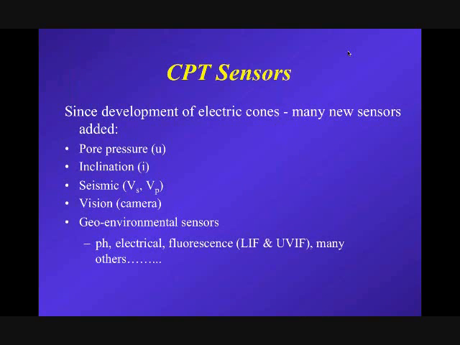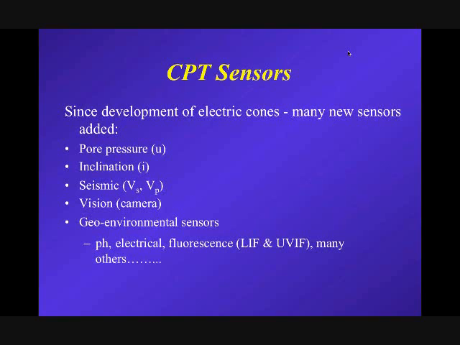Now, over the years, a number of sensors have been added to the cones because they've become completely electronic. Now they're digital cones, so it's much easier to add a variety of sensors. And as I commented, back in the 70s, pore pressure sensors were added, as well as inclination to check the verticality of the probe. And a lot of probes have 2 inclinometers in to check the verticality in both the X and the Y direction.